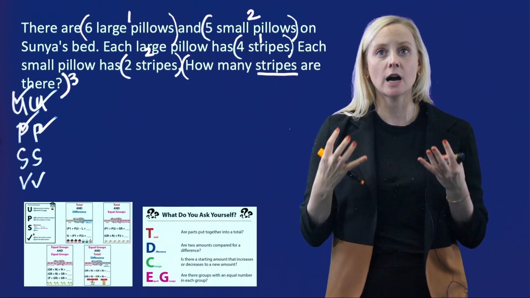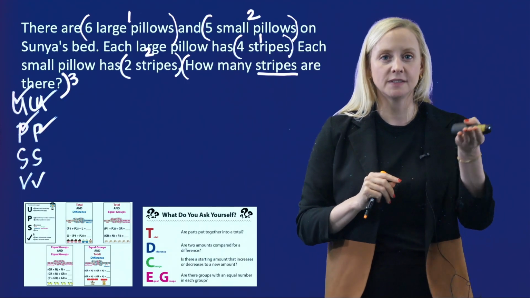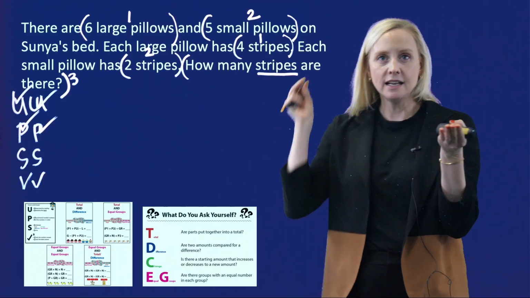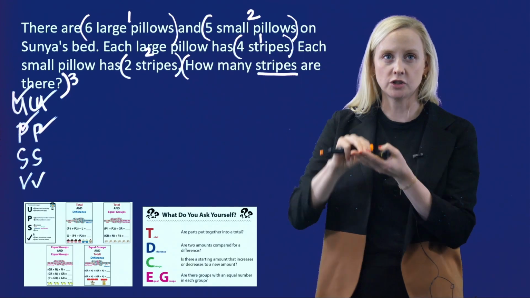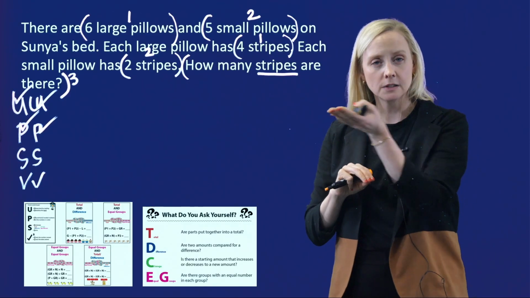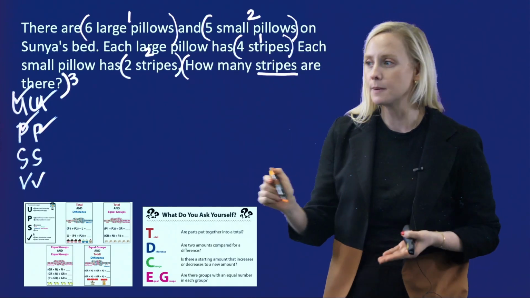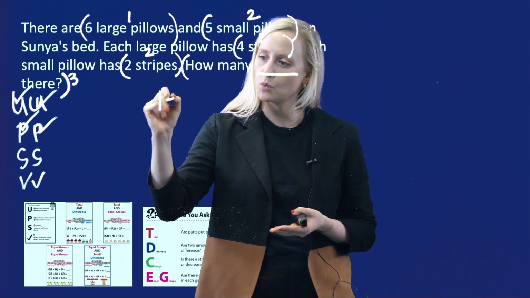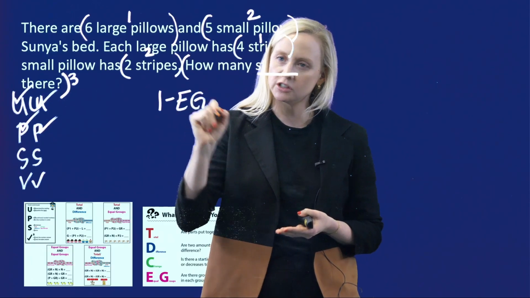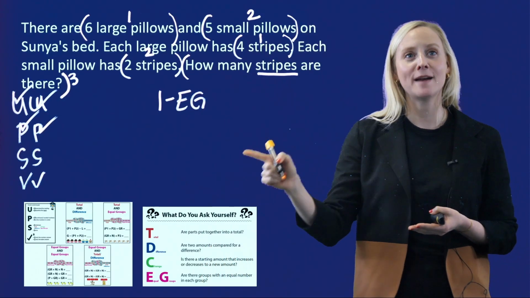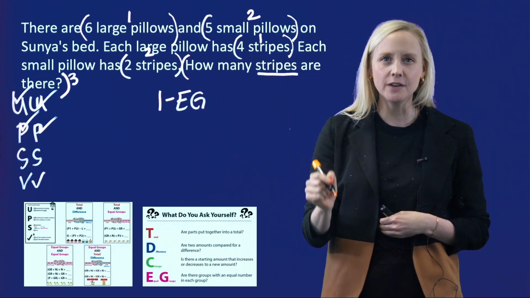Here, we need to figure out the stripes on the large pillows. I have 6 large pillows, and each of those pillows has 4 stripes. So I have groups with an equal number in each group and an unknown product. So I'm going to write 1-EG.